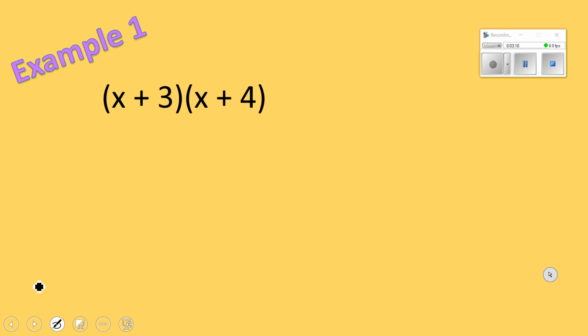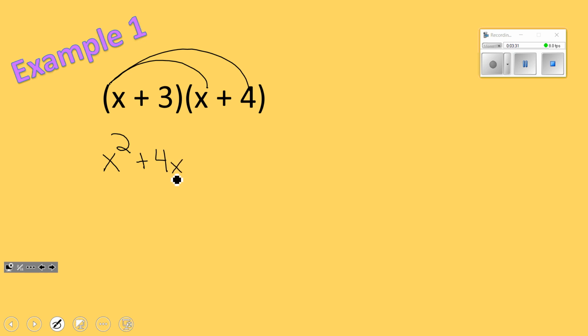But you have to understand how the pieces and parts of FOIL work together. So tell me what we would multiply first. x times x, which would be x squared. Then what? Your x and your 4, which would be 4x. Then 3 times x, which would be 3x. And then 3 times 4, which would be 12. And then you combine your 4x and your 3x, and you get a 7x in the middle.